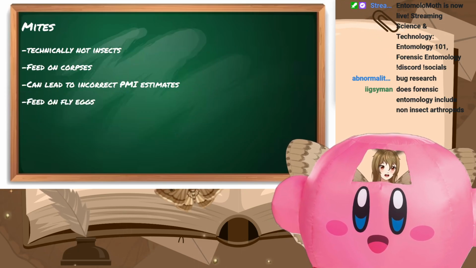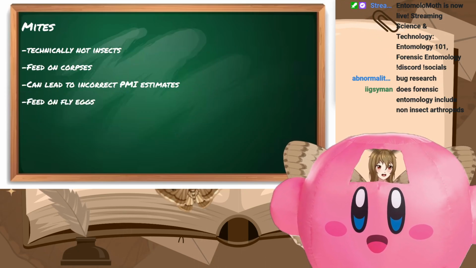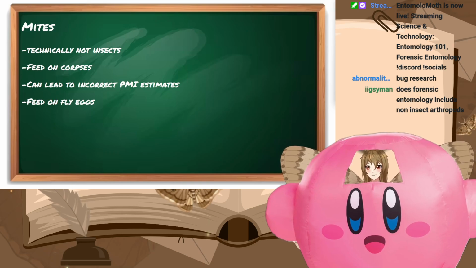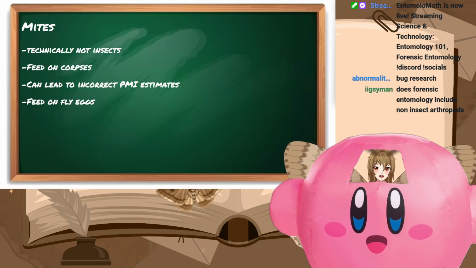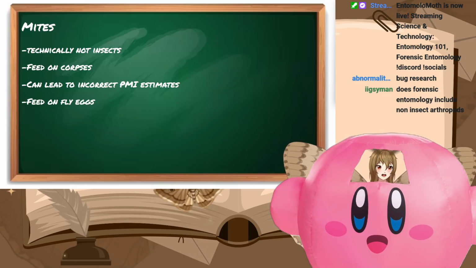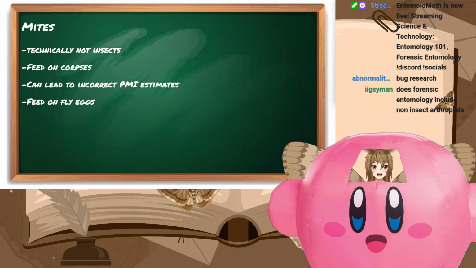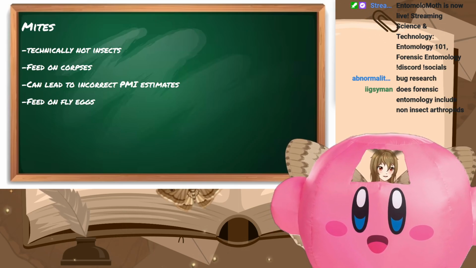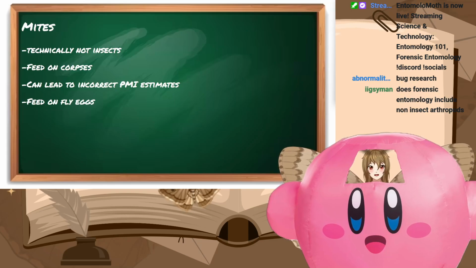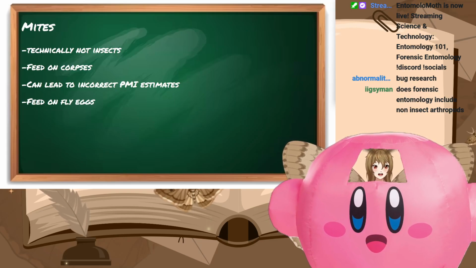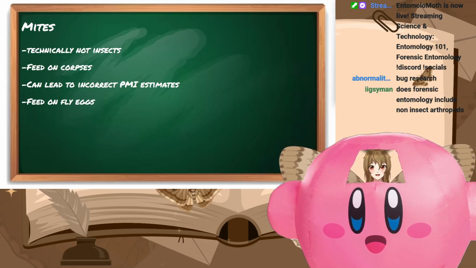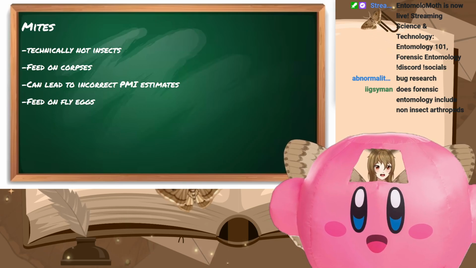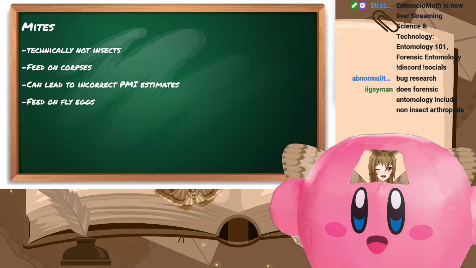Now, here are our non-insect arthropods which help, which are mites. They feed on corpses and they feed on fly eggs. So if too many mites feed on fly eggs, it can actually lead to incorrect PMI estimates. Because if you want to use the fly larvae and maggots which are on the dead body for your PMI, and mites eat too many of them, you might get false information.